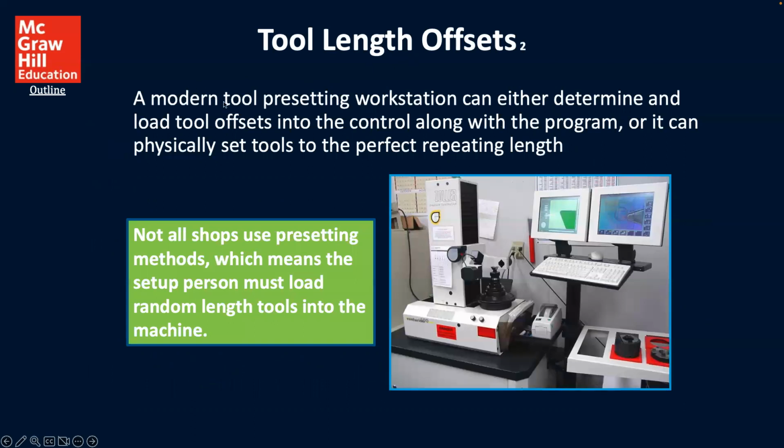For tool length offsets, a modern tool presetting workstation can either determine and load tool offsets into the control along with a program, or it can physically set tools to the perfect repeating length. Not all shops use presetting methods, which means that the setup person must load random length tools into the machine.